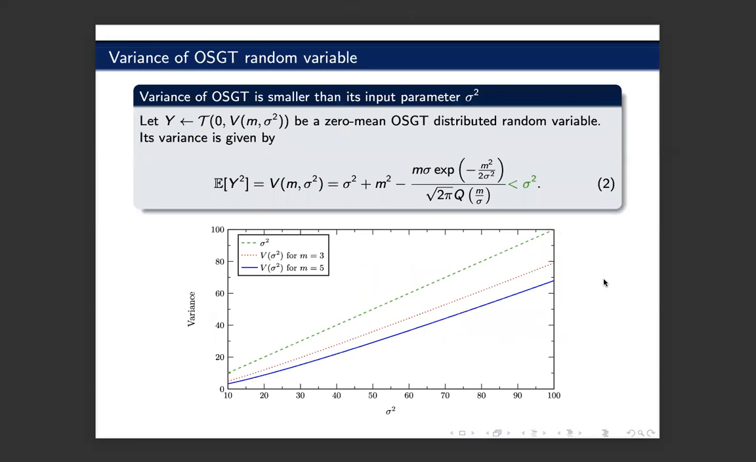In terms of the variance, it has a nice, easy analytical formula, easy to calculate, and it is easily proved that it is strictly smaller than the input parameter to the distribution. So this is sigma squared. The variance sits nicely below for these values of m. And actually, as you increase m, it goes lower and lower and lower.